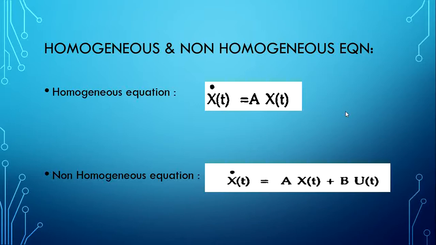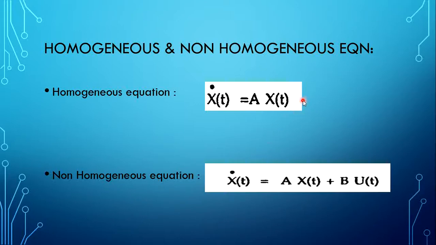The state equation is x dot of t equal to Ax of t plus Bu of t. By using this we obtain the state equation for any given system. When we obtain the state equation in the form x dot of t equal to Ax of t plus Bu of t, if u of t is present, where u of t is the input, then those systems are called non-homogeneous systems. That equation is called a non-homogeneous equation.